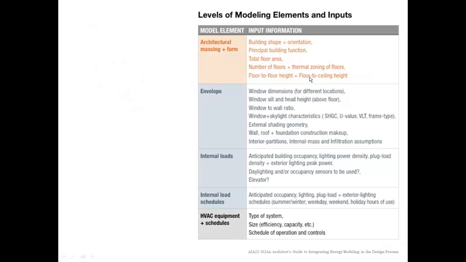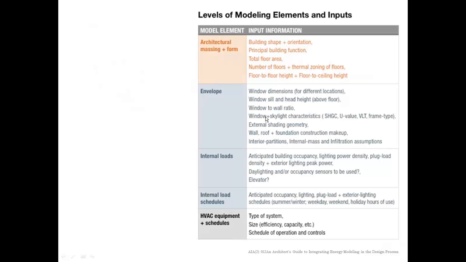Floor to floor height, floor to ceiling height. So all kind of fairly obvious, but these are the sort of architectural massing inputs that we need in the model. Then moving on to envelope. We need the information about the windows.